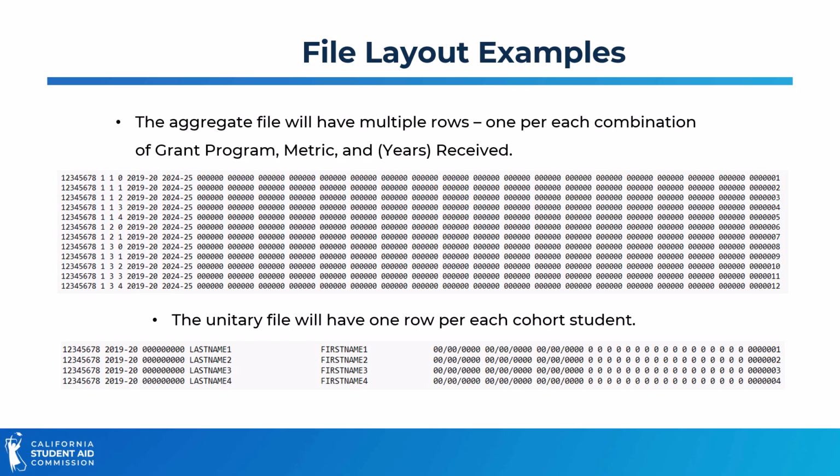These are examples of what your aggregate or unitary file should look like in text format. Note that the demographic counts in the aggregate file are represented as sets of 6 zeros, with the final set counting the row or the record number.